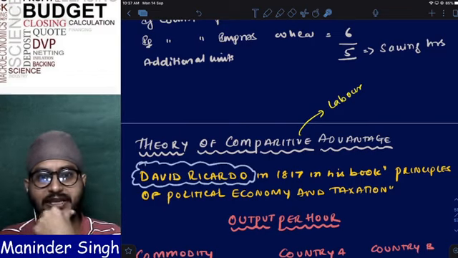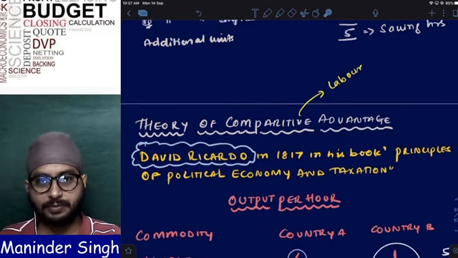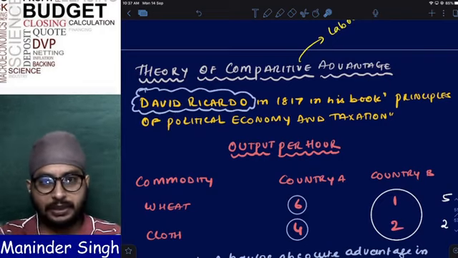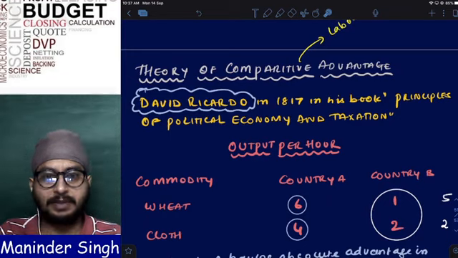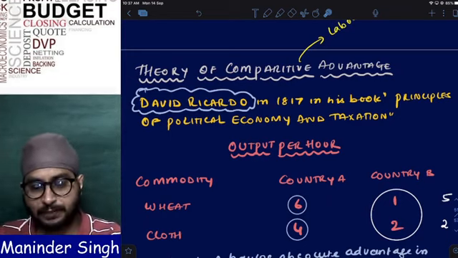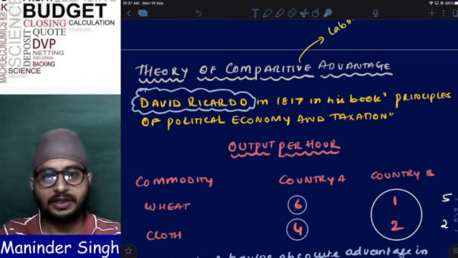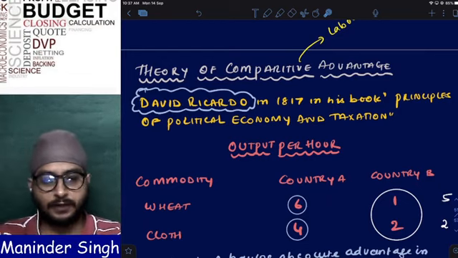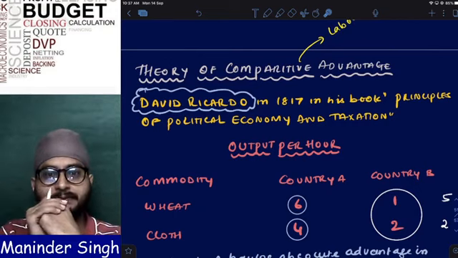Which theory? Heckscher-Ohlin theory. Now tell, in the Heckscher-Ohlin theory, will every country have advantage in both capital and labor? No. One country may have it in labor, one country in capital. Tell me one country which has an advantage in labor also, capital also. Not possible. Every country has either capital advantage or labor advantage. If labor and capital both were an advantage, why would I import? I would export only, right?